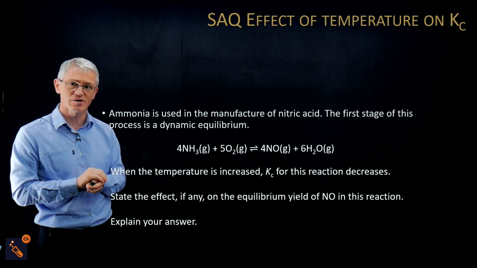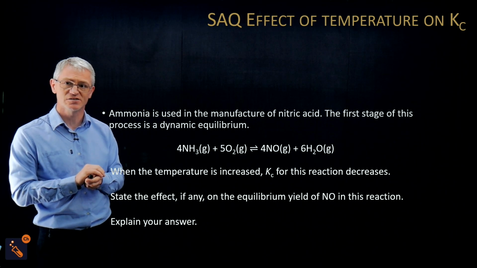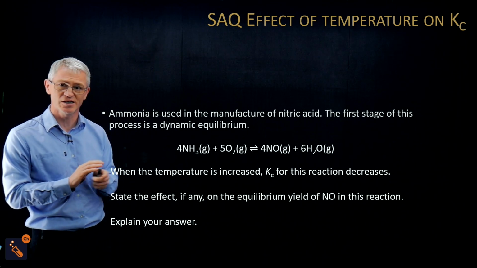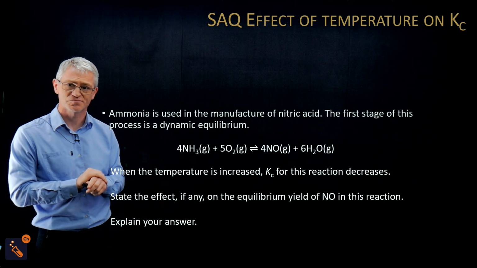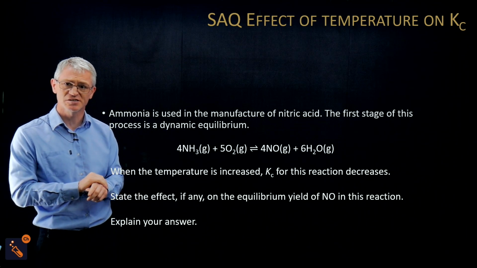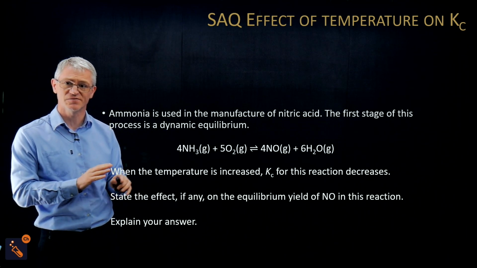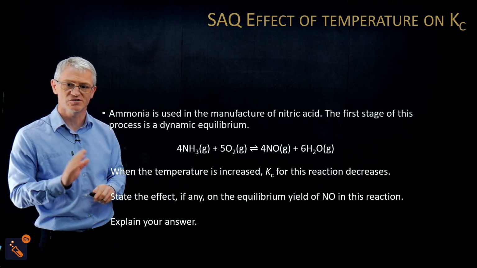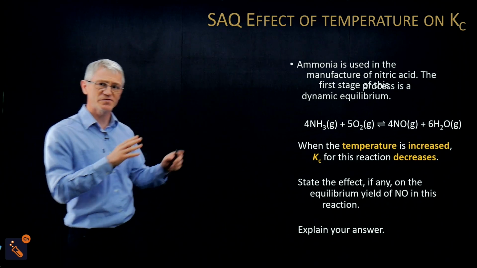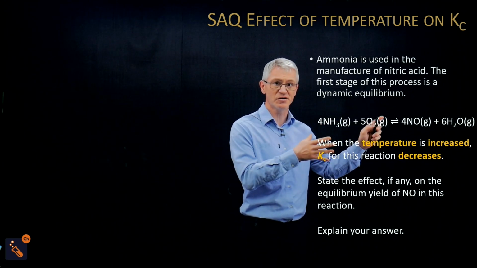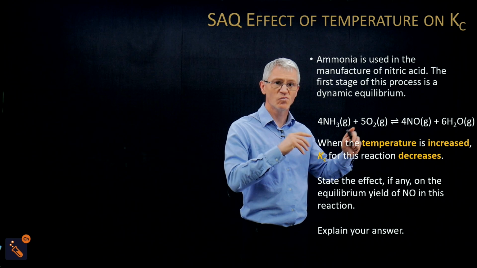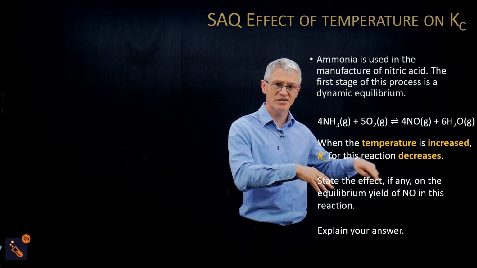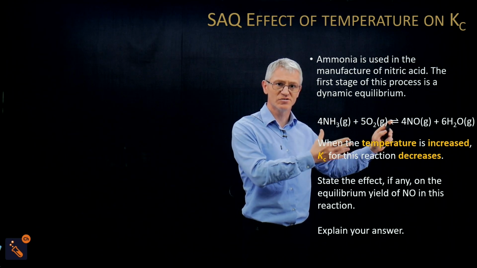Ammonia is used in the manufacture of nitric acid. The first stage of this is dynamic equilibrium. So here we have an equation. It says when the temperature is increased, Kc for this reaction decreases. State the effect, if any, on the equilibrium yield of NO in this reaction. Explain your answer. Let's put it to the side. So we want to find out what happens to NO when we increase the temperature. So what is that effect on the yield of NO?